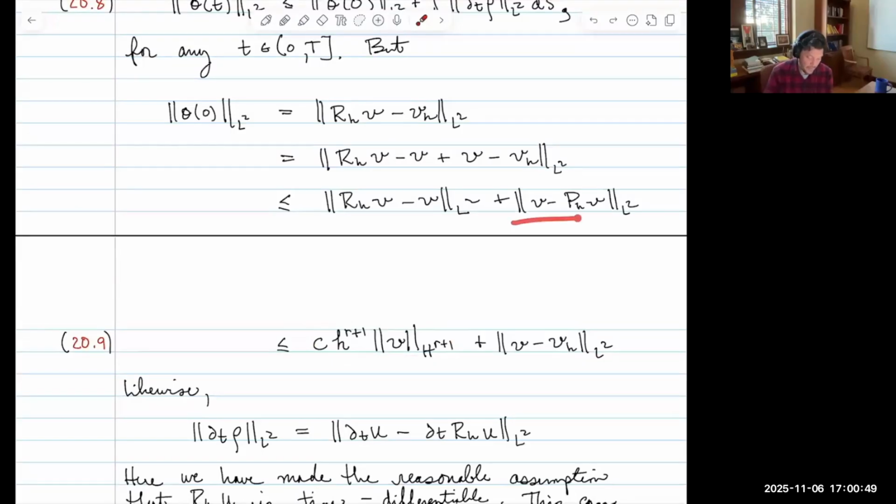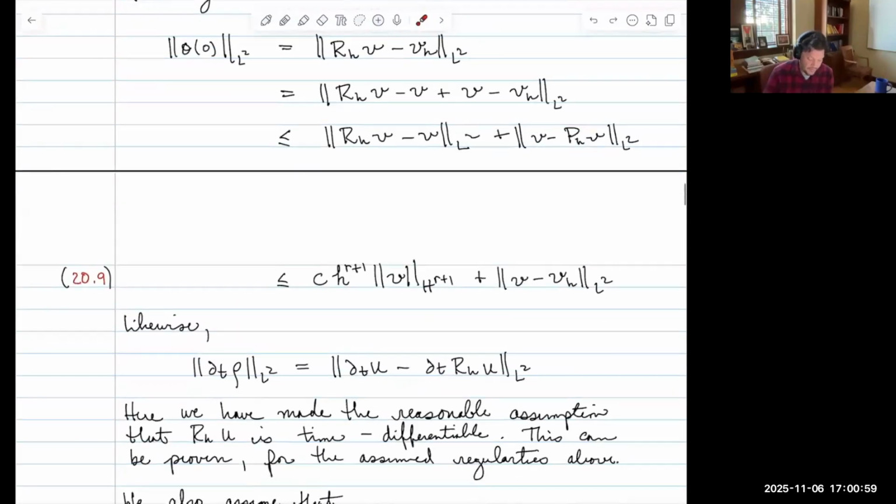What about this guy here? I'm just going to leave it in its original form. Remember, VH is equal to PHV. I'm just going to convert it back to VH because I don't need to change it. This is going to end up in the final form of my error estimate, and so I'll keep that.